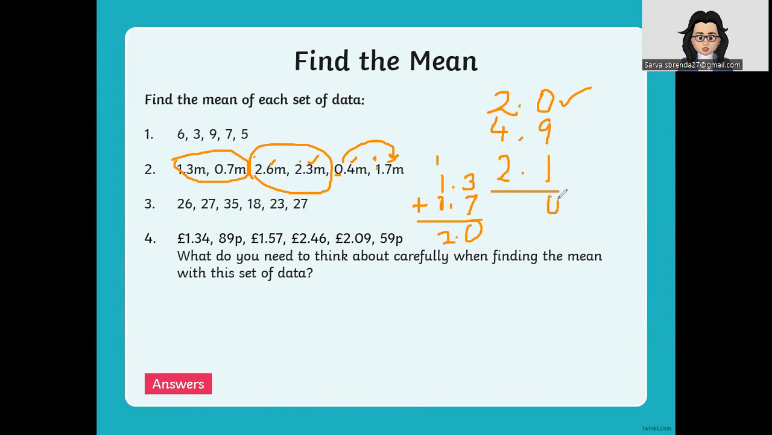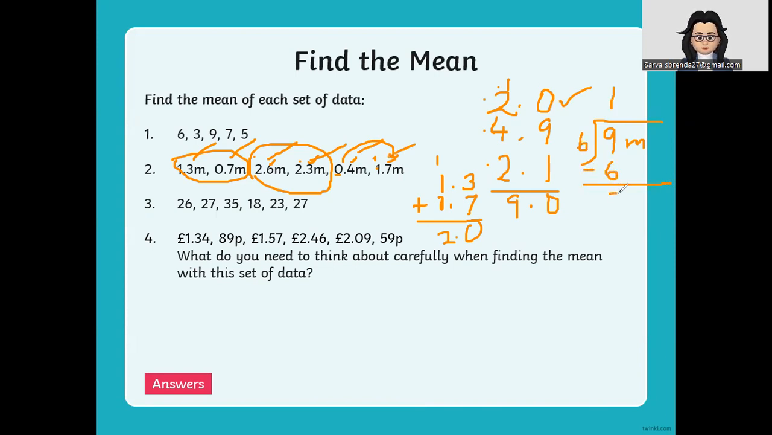Now 2.0 plus 4.9 plus 2.1. 9 plus 1, it's 10. Put the 0 down, carry the 1 up. Now 4 plus 2, 6 plus 2, 8 plus 1, 9. So your total value here is 9 meters. And you have got to divide it by 1, 2, 3, 4, 5, 6. Divide by 6. And what is our answer? Do the division.